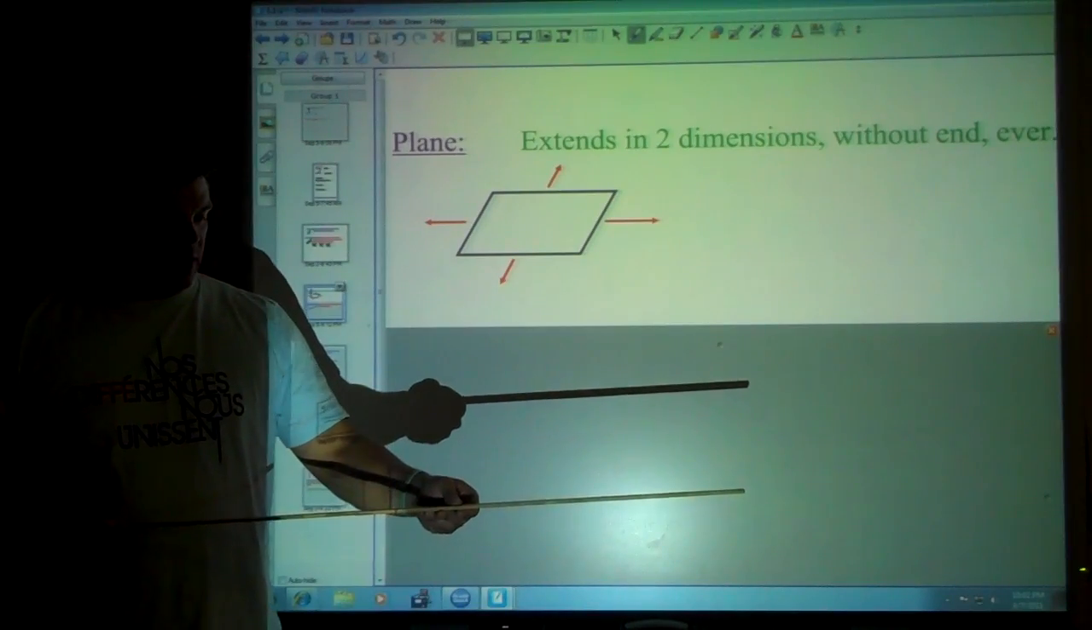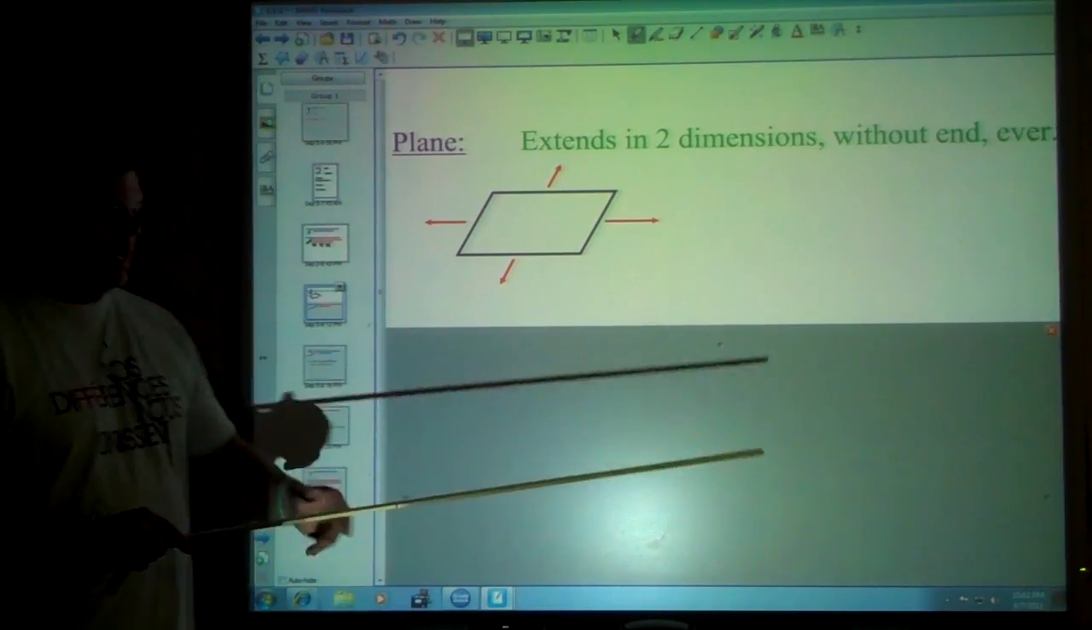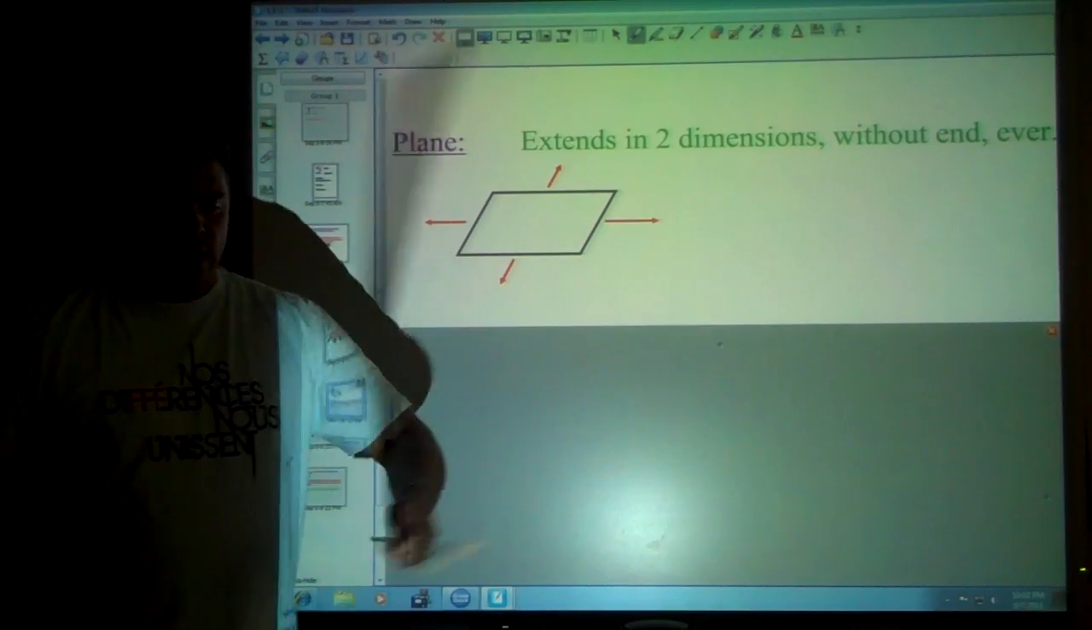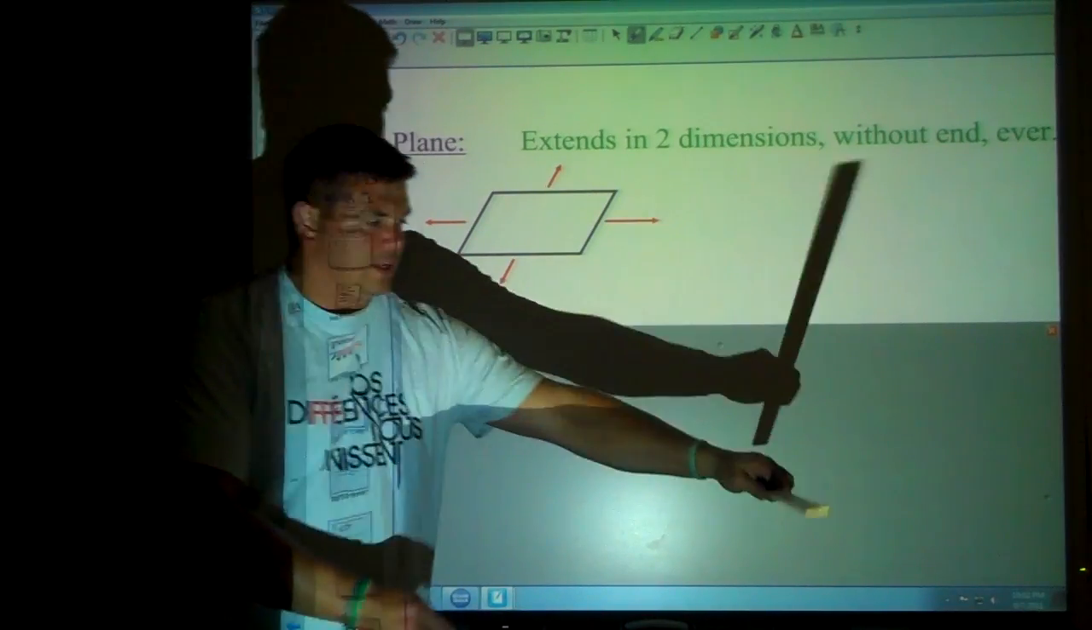So you would have this side of the table, and it would go this way forever. And you would have over here this side going forever. And you'd have this side going forever. And you'd have that side going forever.